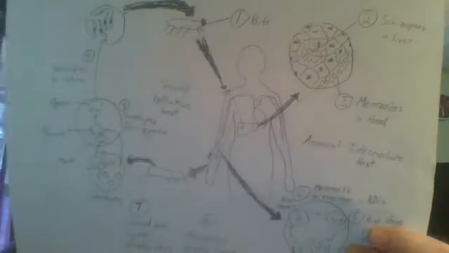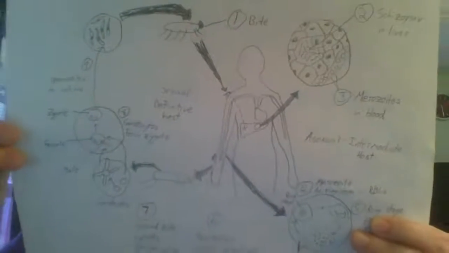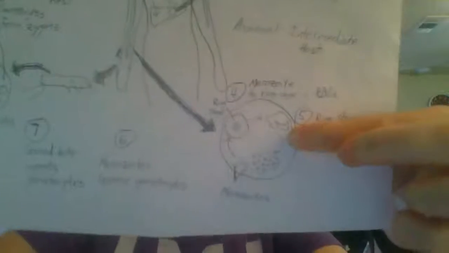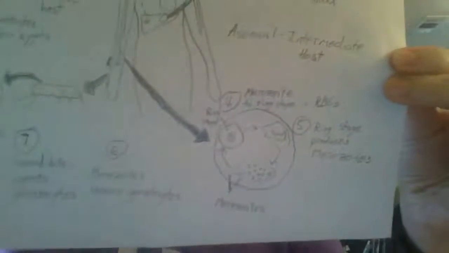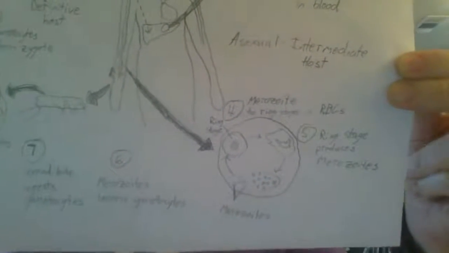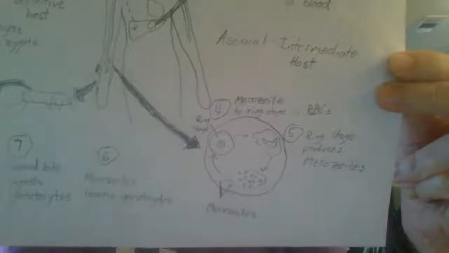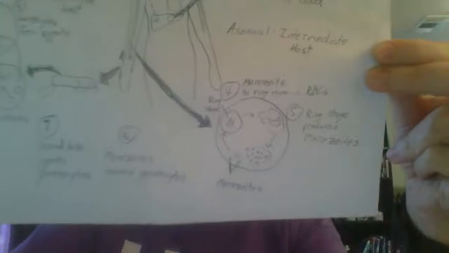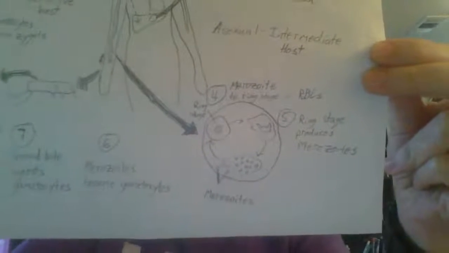Now, once it's in the blood, it infects red blood cells, and that's where the second round of reproduction occurs. It is called the ring stage. So the ring stage is right here. So this all happens in the red blood cell. The ring stage makes more merozoites, which end up being released into the bloodstream, and in this process causes chills.